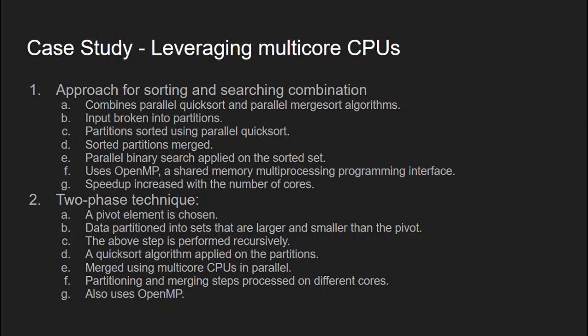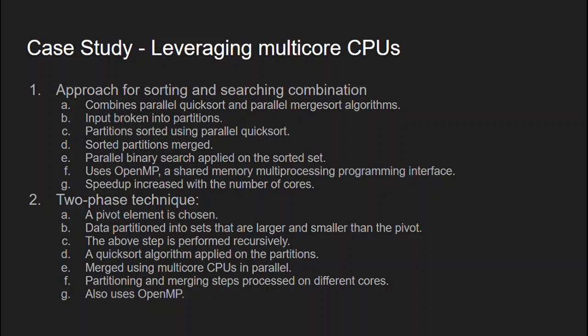Although this technique might seem trivial, it is quite difficult to implement in terms of parallel processing. It uses OpenMP, which is a shared memory multiprocessing programming interface. Speed increase is directly related to the increase in the number of cores, although the ideal number of cores varies a lot from system to system.